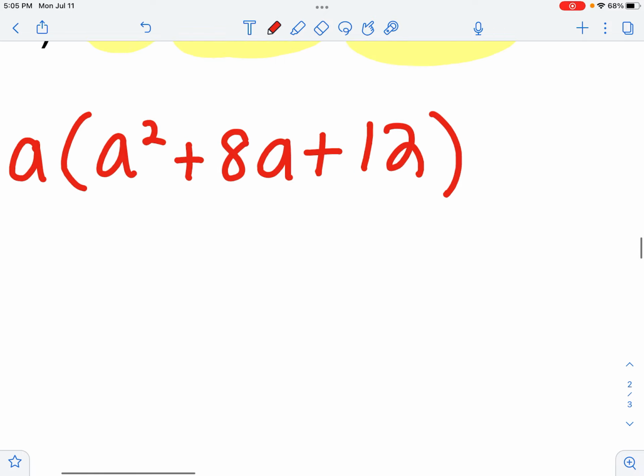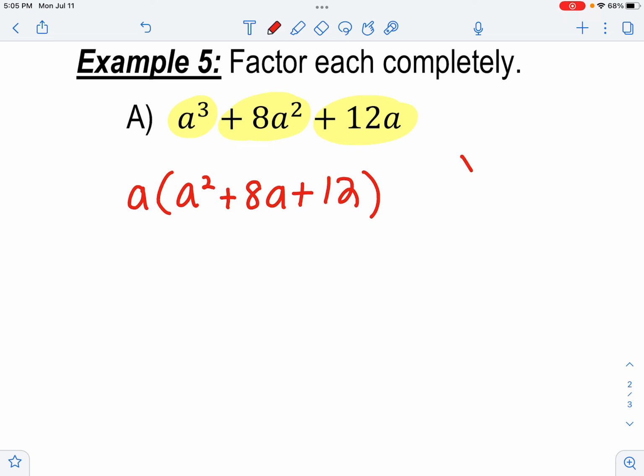furthermore factorable. Okay, so when you're using your organizational X, right here you're going to write a number. That number comes from multiplying the A value by the C value. And the number you're putting down here is the B value. So what's the A, B, and C value? The A value is the coefficient in front of your squared term. Your B value is the coefficient in front of your linear term. And then your C value is your constant.